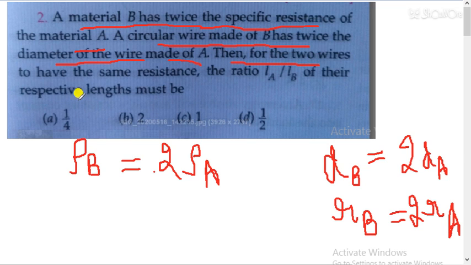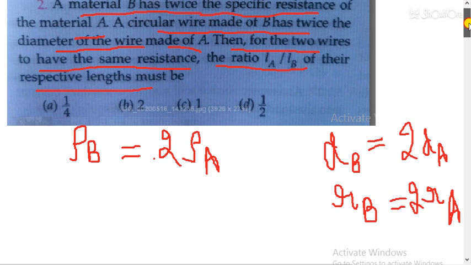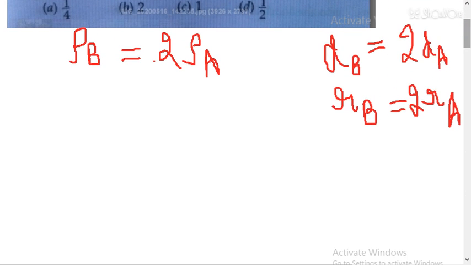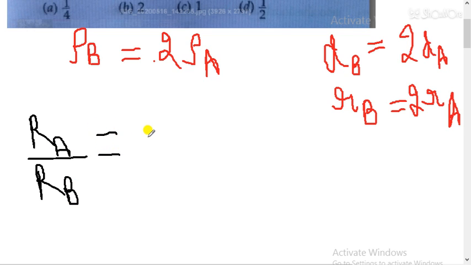Then, for the two wires to have the same resistance, the ratio LA by LB of their respective lengths must be what? So now we have to make the resistances equal. Let's suppose resistance R1 on the left hand side, R1 by R2, where R1 is the resistance of wire A. Let me write RA and RB. These two should be the same. First I will write rho A here.